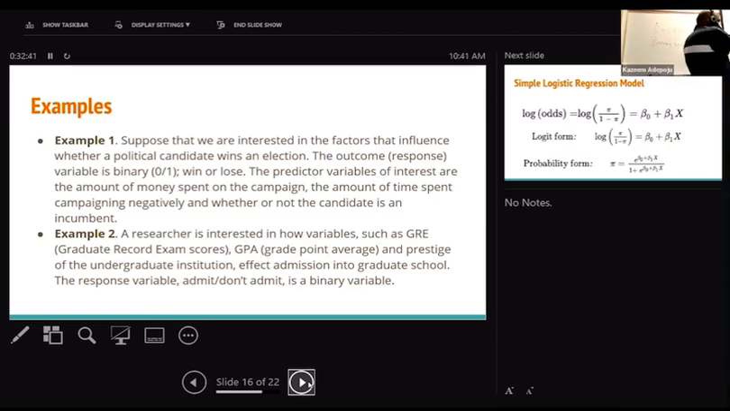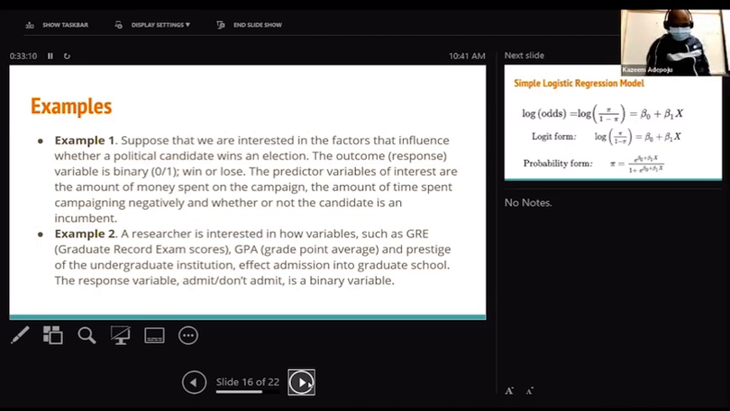Now, this is another example. A researcher is interested in how variables such as GRE, the Graduate Record Exam score, the GPA, and the prestige of your undergraduate institution affect getting admission into graduate school. The response variable is categorical. There are a lot of examples of logistic regression models.